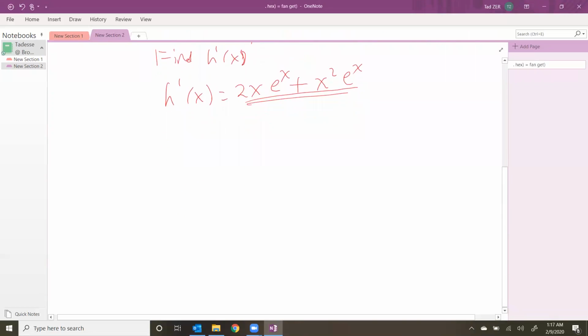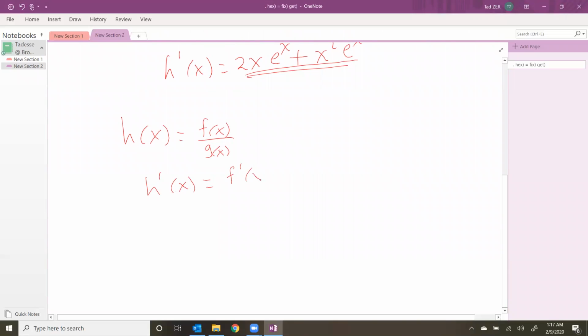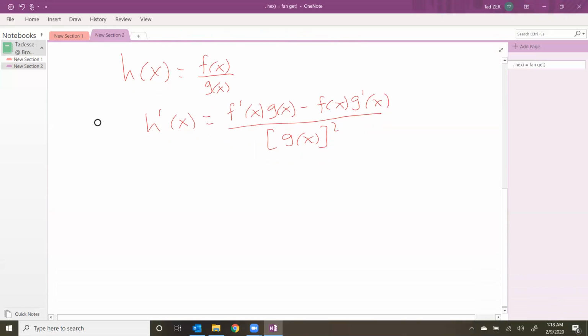Let's see what the quotient rule is. Similarly, if you have a quotient h of x equal to f of x divided by g of x, the quotient rule says the derivative of h becomes the derivative of f times g minus f times the derivative of g. Then you need to divide by the denominator, which is g of x squared. This is what we call the quotient rule.